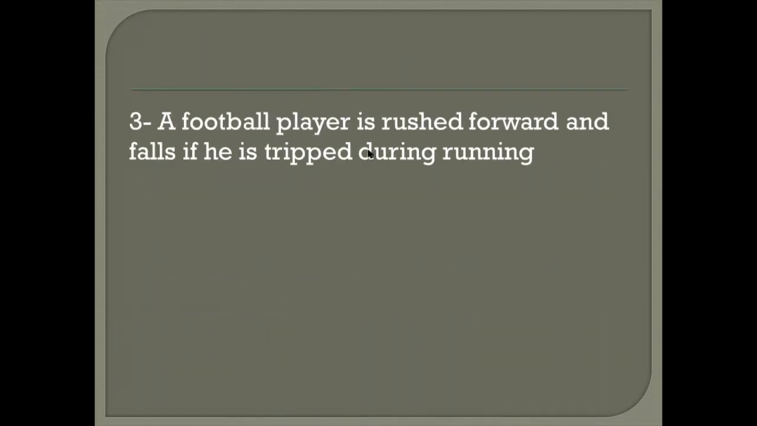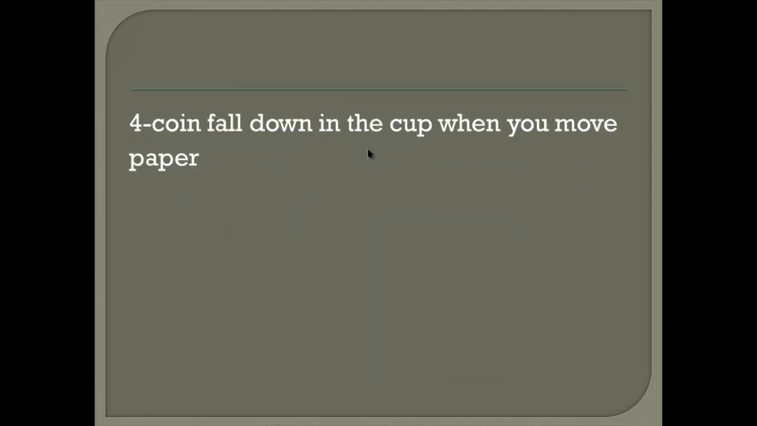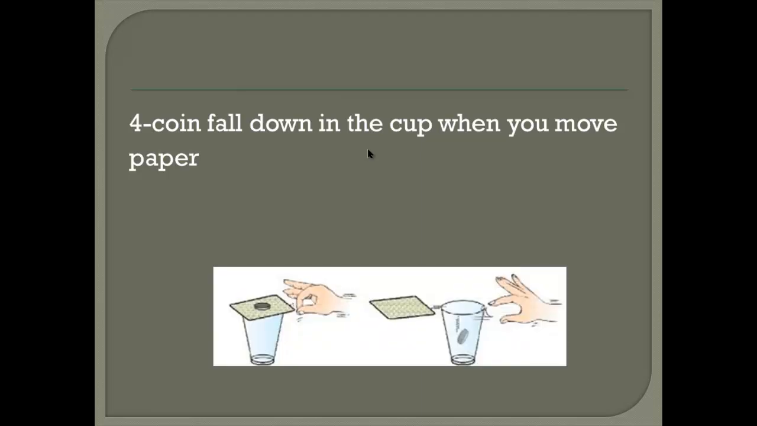Another example. A football player is rushed forward and falls if he is tripped during running. Give reason: because the force of inertia tries to keep his state of motion. Another one. A coin, as you see, falls down in the cup when you move the paper. Give reason: due to the force of inertia, the coin resists the change of its state from rest to motion.